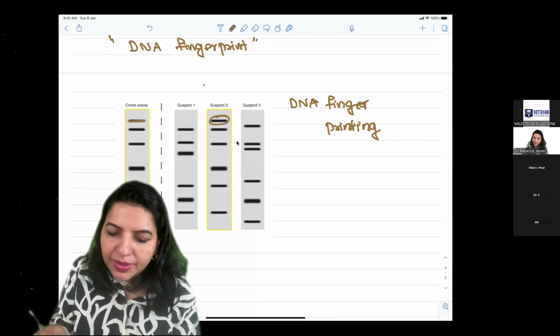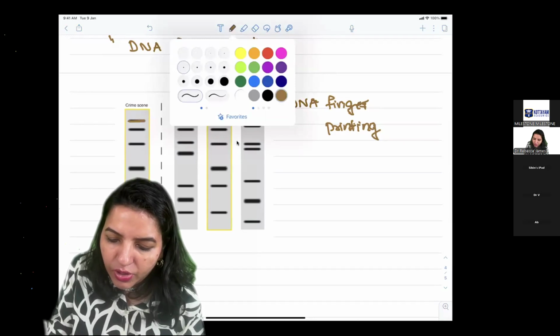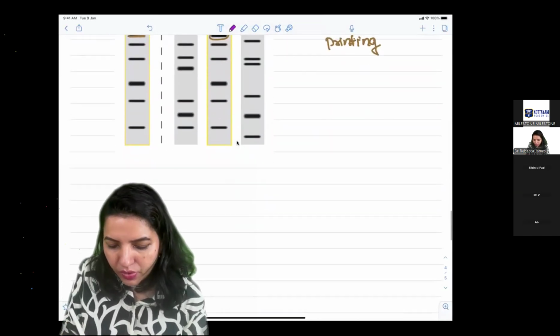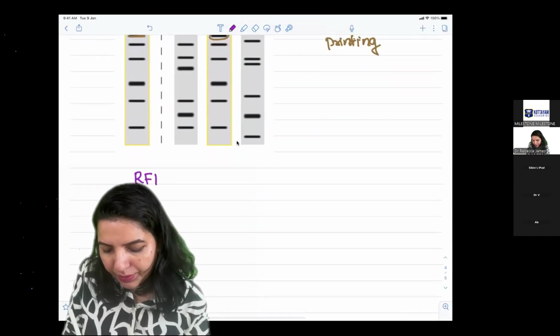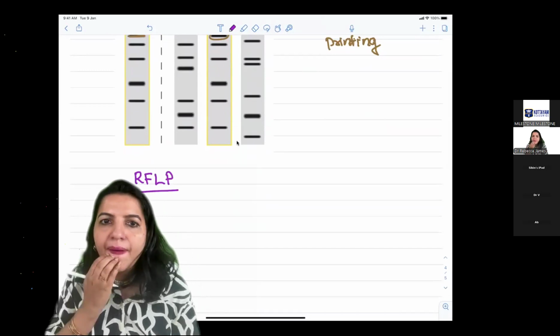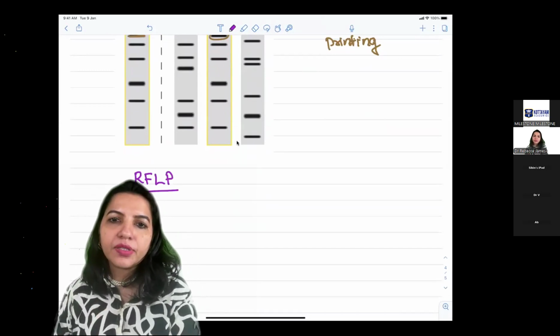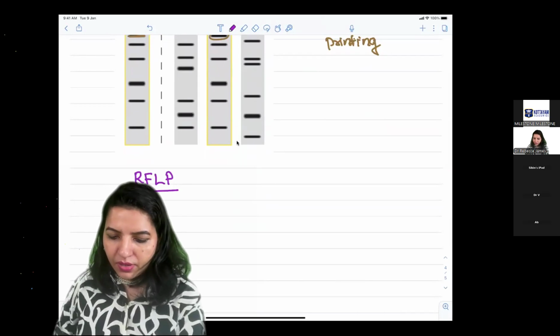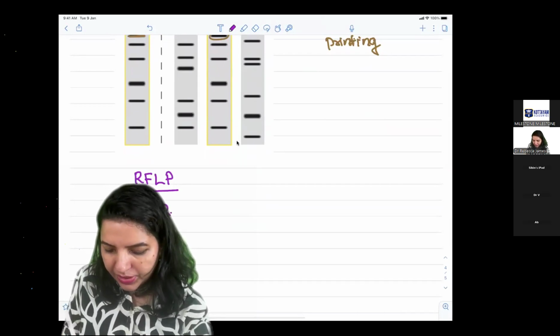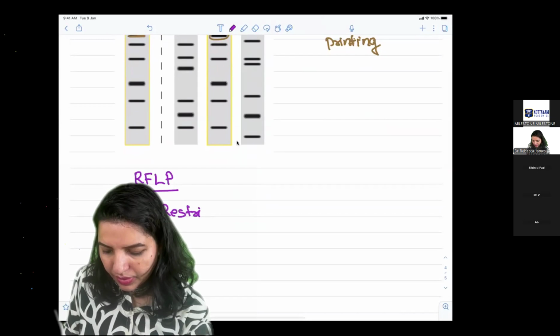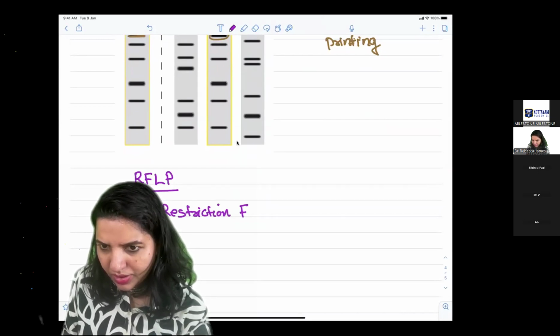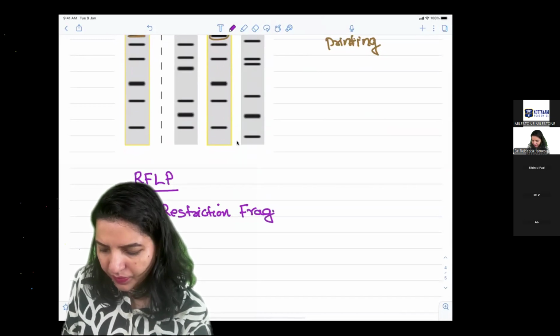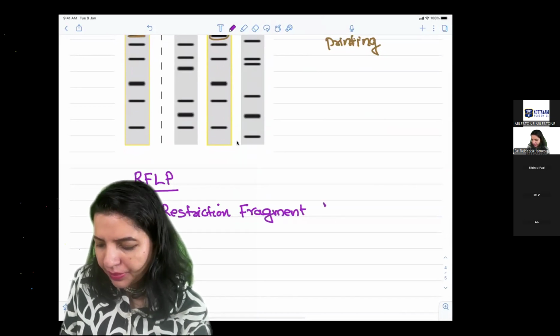Similarly, there is one more term that you should know: RFLP. What is RFLP? RFLP is restriction fragment length polymorphism.